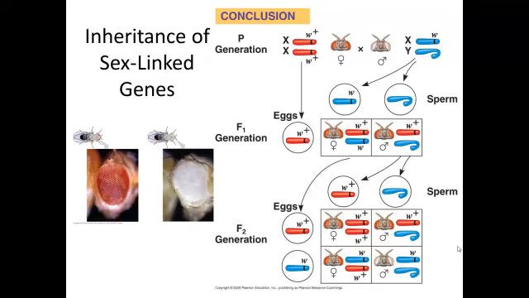The reverse would be true for chickens and other animals that use a ZW system. Make sure you practice drawing out the Punnett square examples from the textbook. Also, I'll be happy to go over examples with you in class.